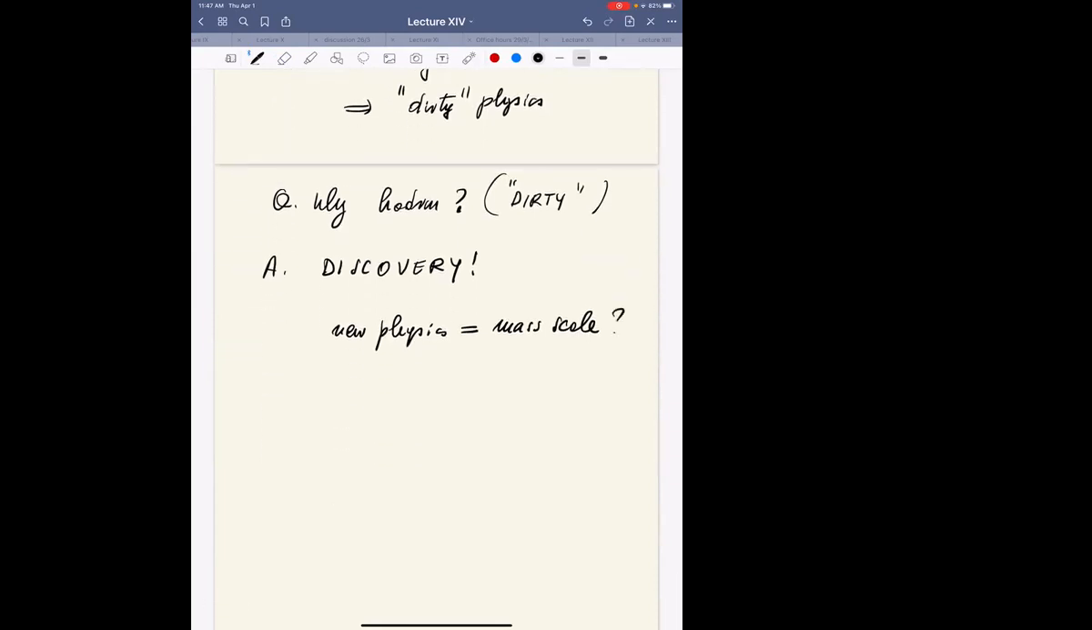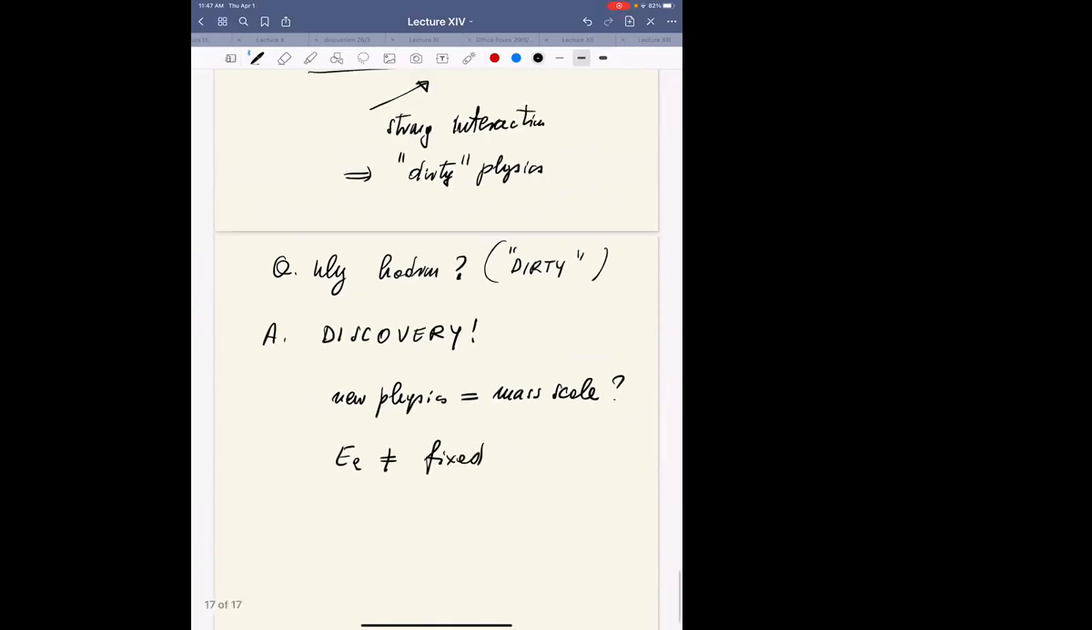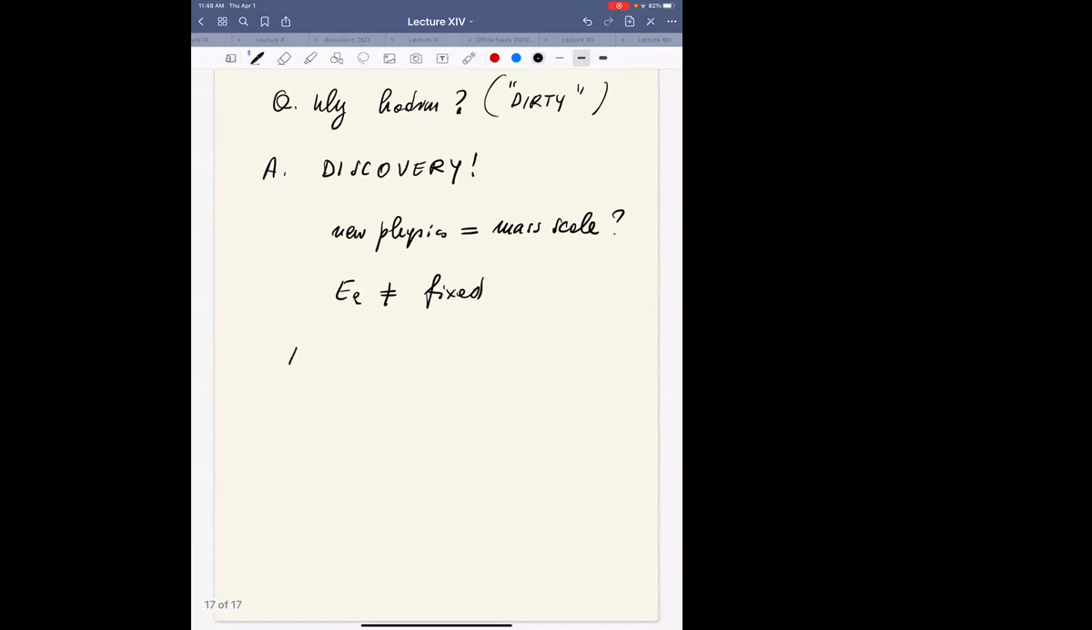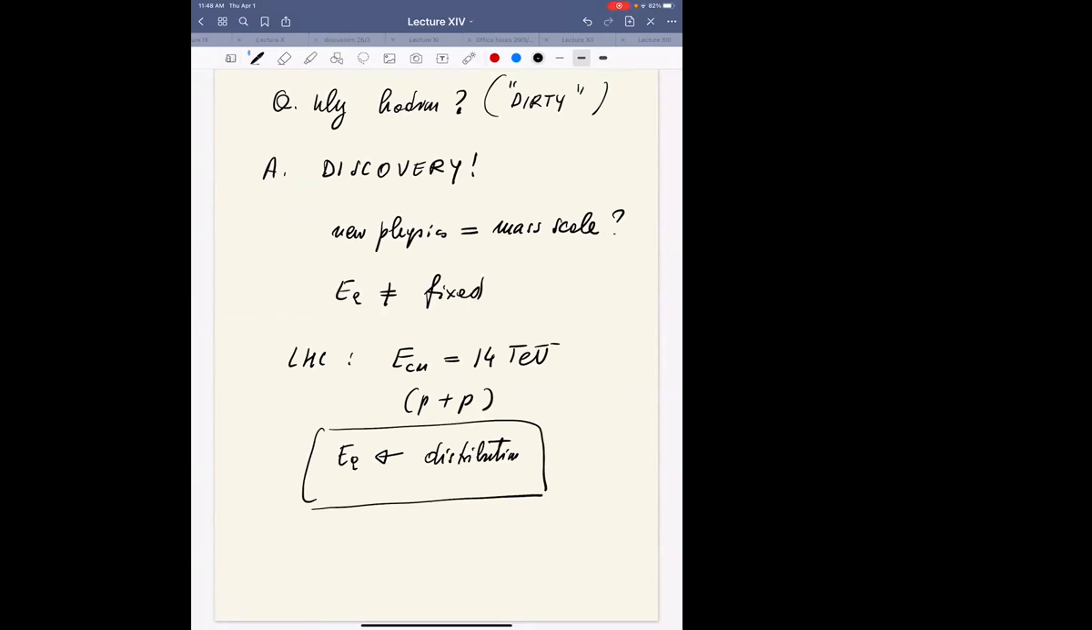The advantage is that the energy of the quark is not fixed, while the energy of the proton is fixed. At a machine like the LHC, for example, the energy in the center of mass is 14 TeV. This is for P plus P, but not for quarks. The energy of the quarks follows non-trivial distributions. And this is very good when you want to discover something new whose precise value you don't know. You want to use the hadron machine because you can vary the energy.